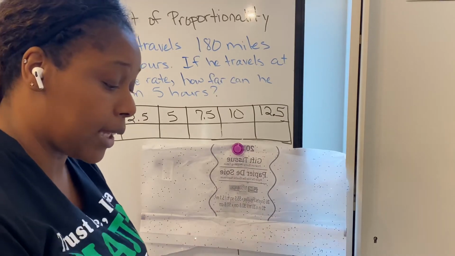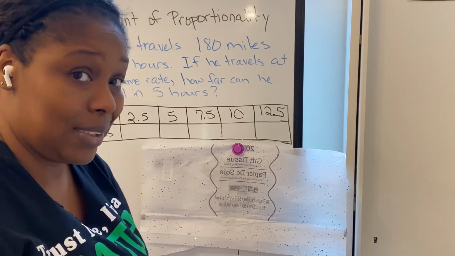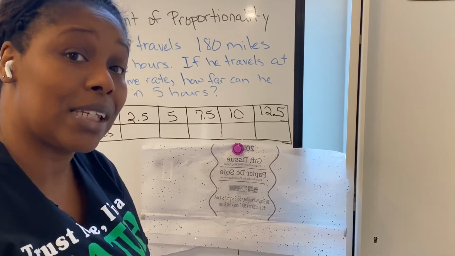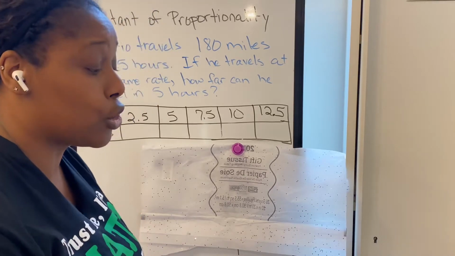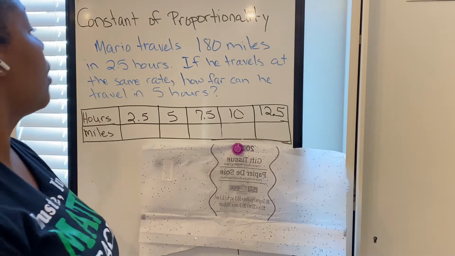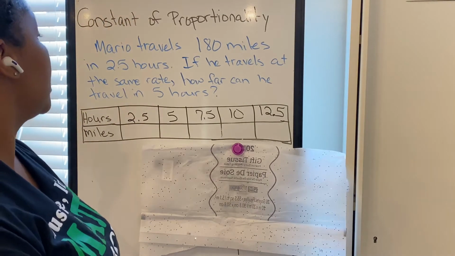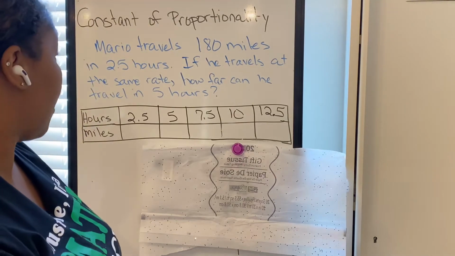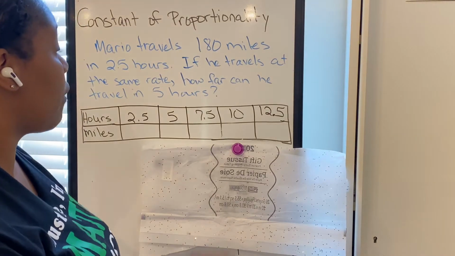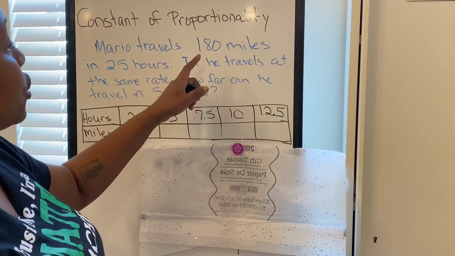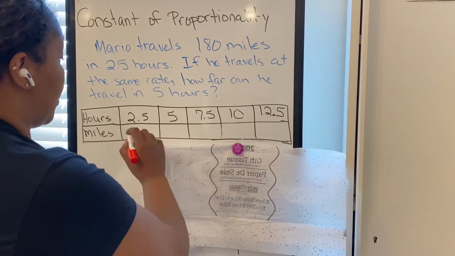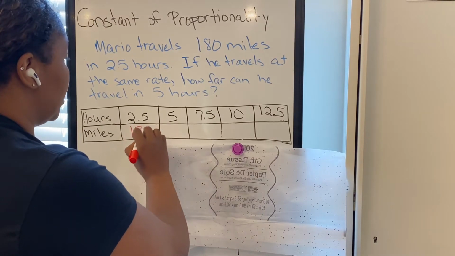So the constant of proportionality is you're looking at two quantities that are proportional. Another way to look at it is if the ratio and the quantities are equal. So that's another way to look at it. You're trying to determine, are they equal? So let's look at our example. Mario travels 180 miles in 2.5 hours. If he travels at the same rate, how far can he travel in 5 hours? So we already know that for every 180 miles, he is traveling 2.5 hours. So all I have to do for this one is write in 180 miles.